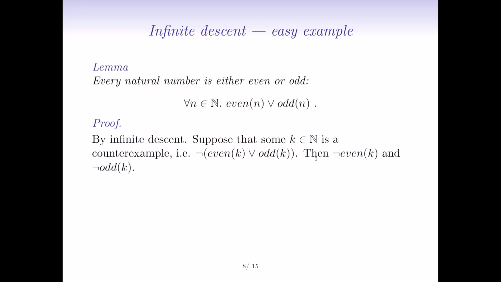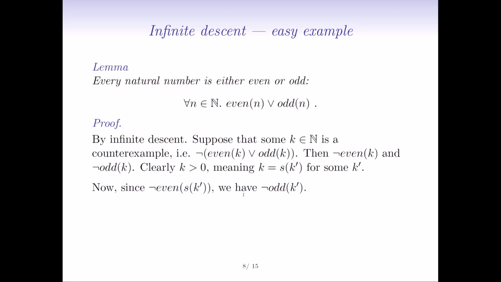Now, since it's neither even nor odd, that means that it is both not even and not odd. Remember your De Morgan laws that say not (A or B) is the same thing as not A and not B. So k is not even and k is not odd. Now, since 0 definitely is an even number, and we have that k is not an even number, then k cannot be 0. It must be bigger than 0, which means that it's the successor of some smaller number k prime. Now, we have k is equal to the successor of k prime.